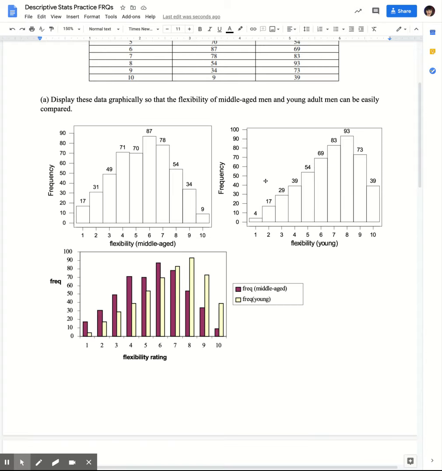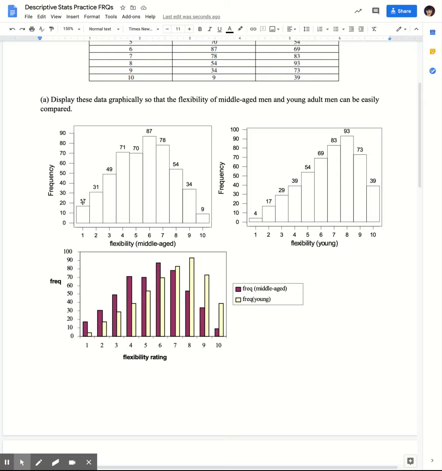Okay, so here are my graphical displays. I did two different options for you here. The one at the top without the color is just two histograms side by side, which is the most common option, what I would recommend that you do. Essentially, I have their flexibility rating as my x-axis, and your frequency, meaning the number that fit at that particular flexibility rating, is your y-axis. And then you just have to sketch approximately how tall each of these bars, each of these bins, is going to be.